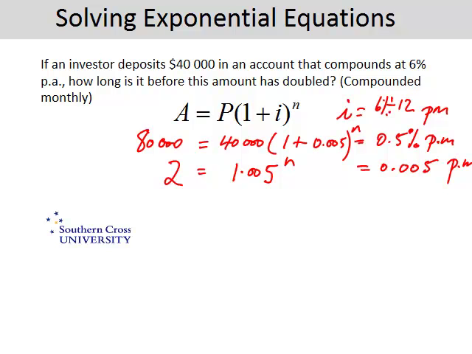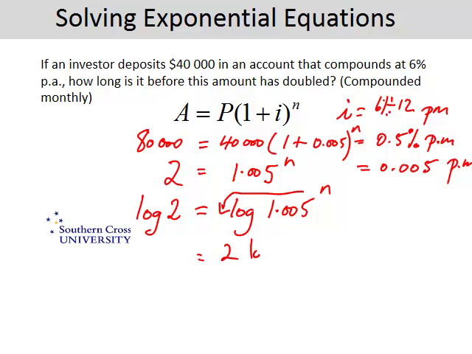So I've done a couple of steps there together. Now we've got an exponential equation where we want to find the value of n. n is the variable and it's an exponent. So if we take the log of both sides, the log of 2 is equal to the log of 1.005 to the power of n. The n can come down in front using log law 3.